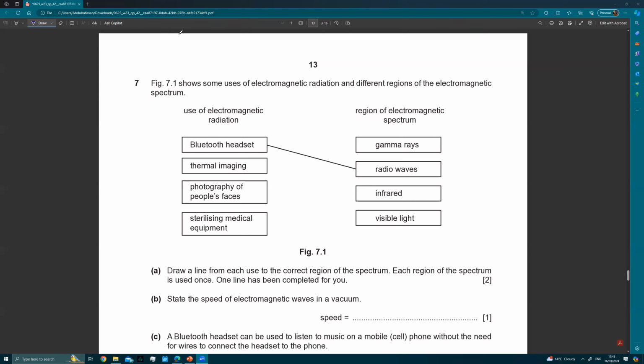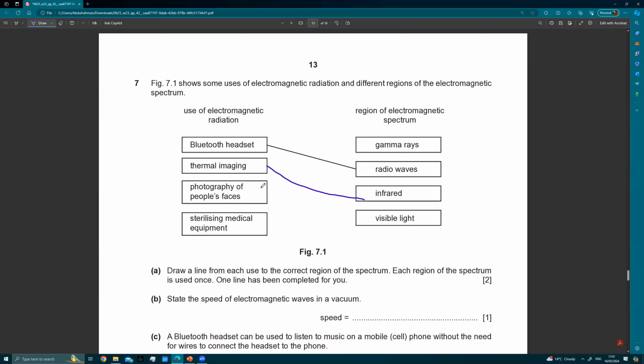Figure 7.1 shows some uses of electromagnetic radiation and different regions of the EM spectrum. Draw a line from each use to the correct region. So thermal imaging obviously uses infrared. Infrared's to do with heat.